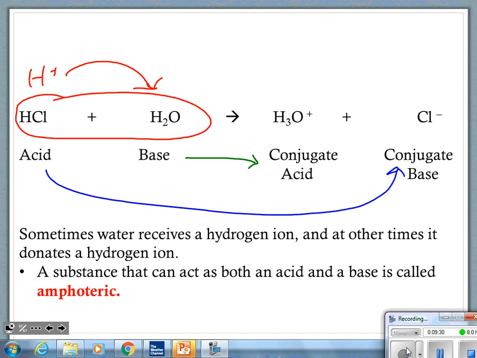So when we see something like that, we call that amphoteric, a substance that can act as both an acid and a base. A substance that acts sometimes as an acid, sometimes as a base, is an amphoteric substance.